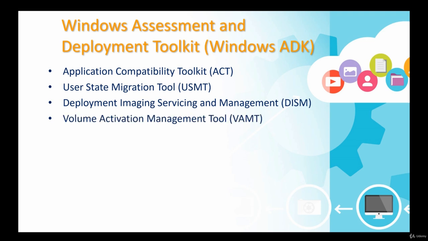We have VAMT, Volume Activation Management Tool. This tool allows us to scan all of our copies of Windows that are out in our environment, Windows 7, Windows 8, Windows 10, and it's going to tell us which machines are activated. I can also remotely activate machines using that command.